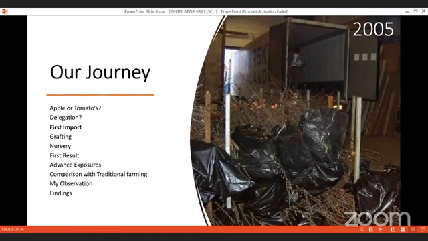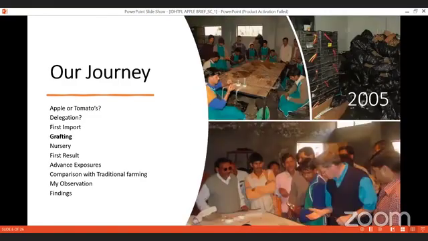Then I took the first consignment in 2004-5. As you see, this is the first container we received from the Netherlands. This was the dwarf rootstock M9. The varieties at that time were not very good, because in Europe the varieties were a little sour, not very sweet to the Indian taste, but to understand the whole procedure and system, it was very good when I started in 2005.